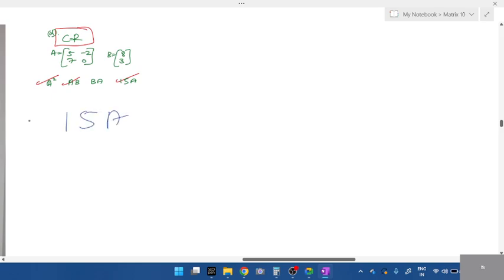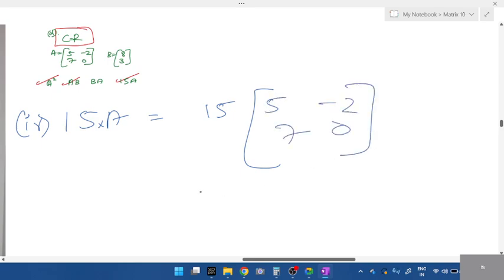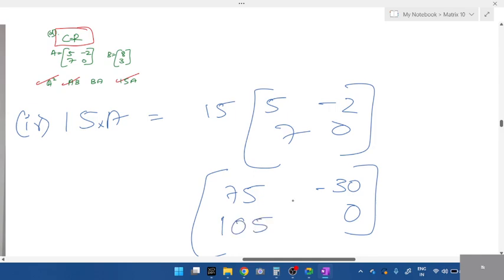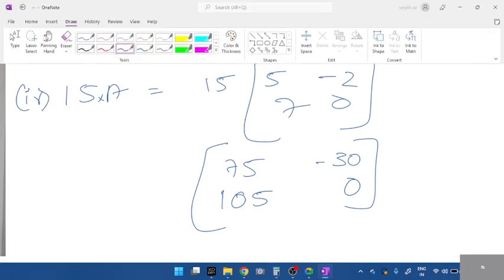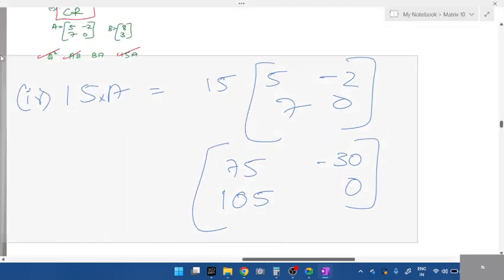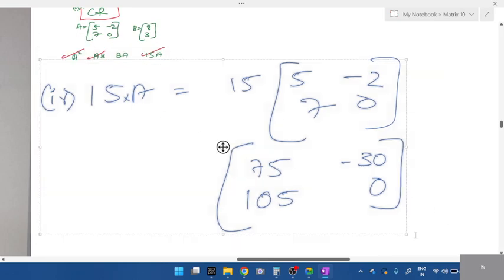Next question, 15A, students. Along with matrix A, just multiply 15. Take 15, multiply with all the elements. Take matrix A. What's the answer you all got? All of you respond. 75. Next, 15 into 7 is 105. This is multiplication, sorry, not addition. Multiplication of a unit: 15 is not the entire matrix, just one single unit.